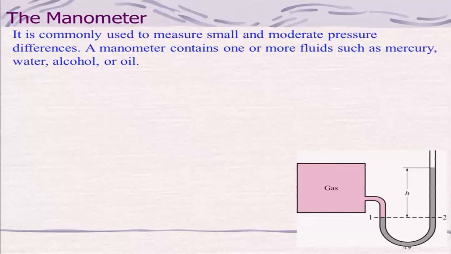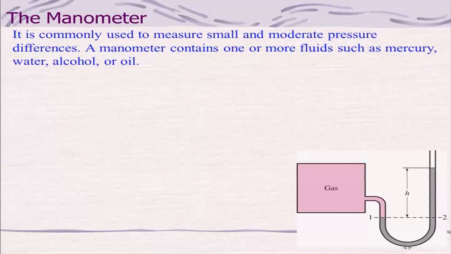For example, the question is where you will use mercury, where you will use water, where you will use alcohol, and that will depend on the properties of these fluids, particularly the density. Mercury has higher density than water, and alcohol and oil have lower density compared to water, right? So if you consider one atmospheric pressure, it is equal to how much water head? Any idea? If you calculate, it will be around 10.3 meters of water head, right?